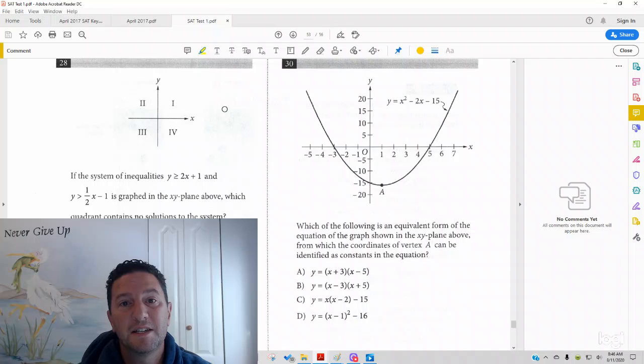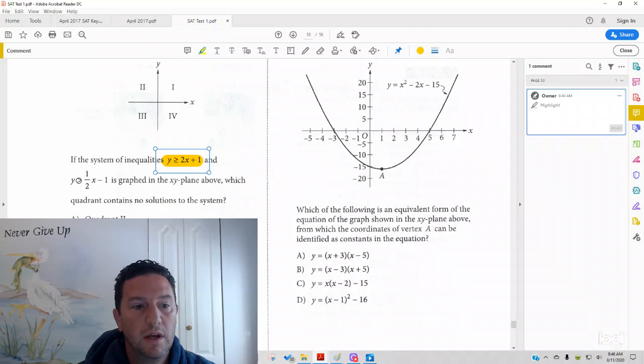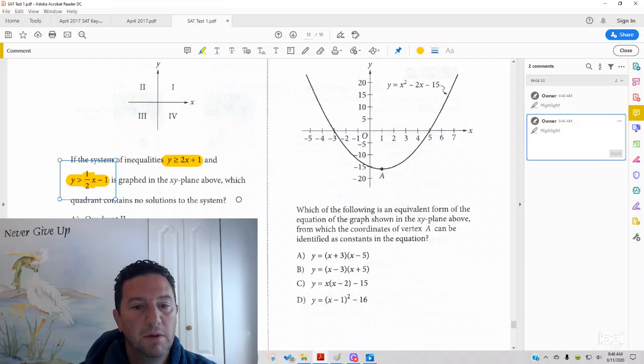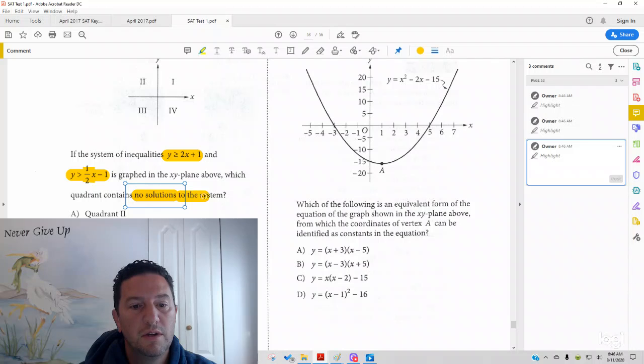Today we're going to look at Test 1, Section 4, number 28, which reads, if the system of inequalities y is greater than or equal to 2x plus 1 and y is greater than 1/2 x minus 1 is graphed in the xy plane above, which quadrant contains no solutions to the system?